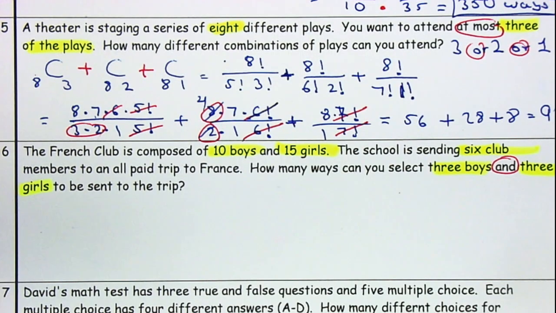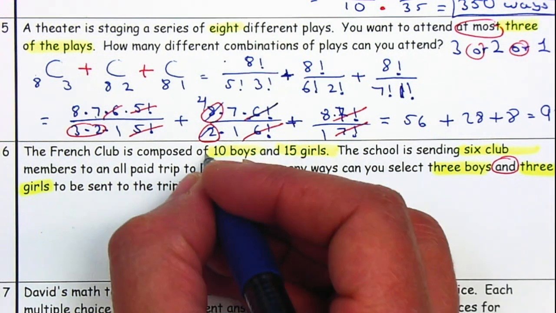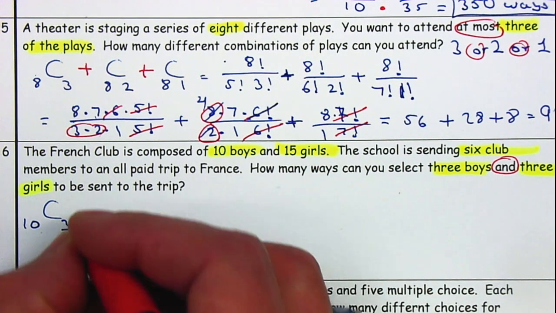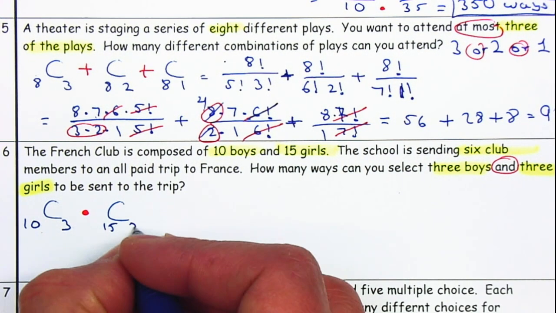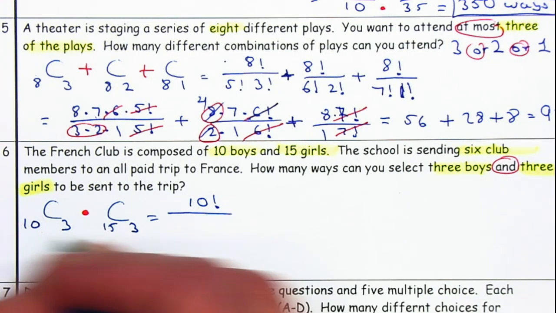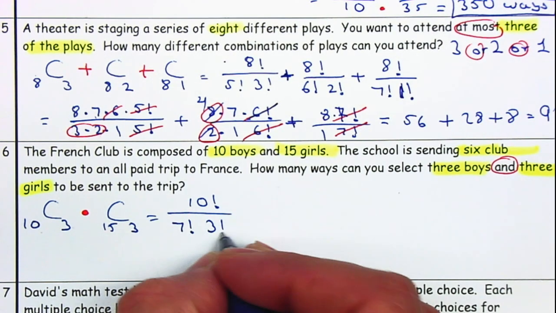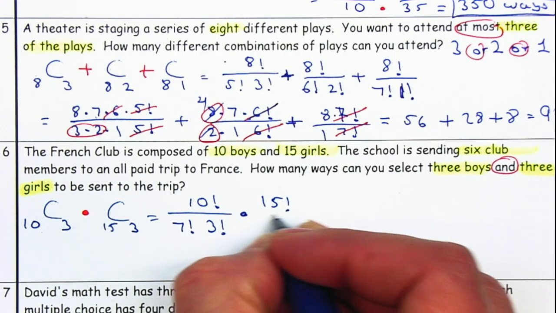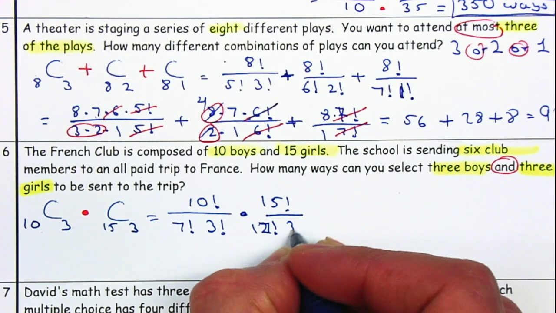Great. How many different ways can we select 3 boys? How many boys are possible? 10. How many do we need to select? 3. And so we're going to multiply. How many different ways can we select 3 girls? We have 15, and we're selecting 3. So that will be 10 factorial over 10 minus 3, which is 7 factorial, multiplied by 3 factorial, multiplied by 15 factorial for the second one over 15 minus 3, which is 12 factorial, multiplied by 3 factorial.